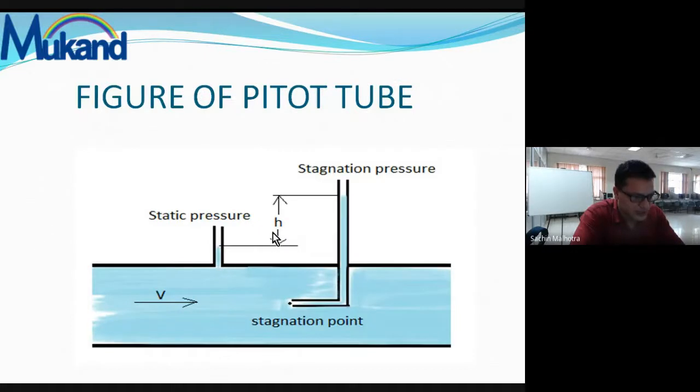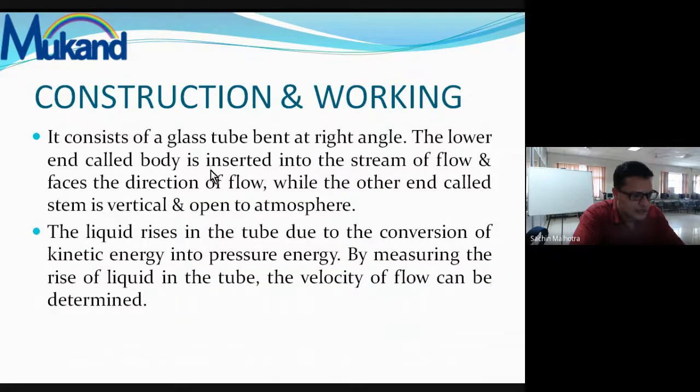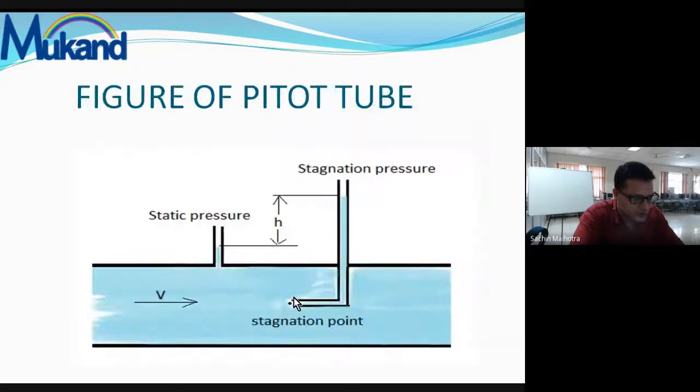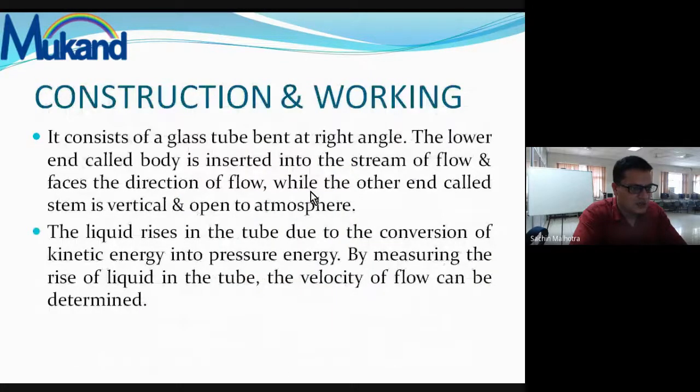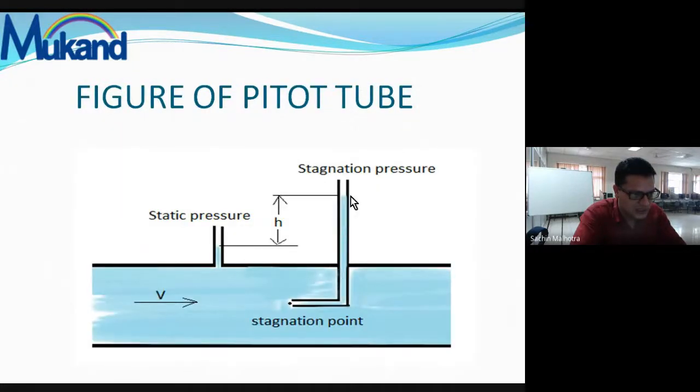So basically the pitot tube is a glass tube bent at 90 degrees. The lower end, called the body, is inserted into the stream of flow. From here the flow is coming, and this is shown as V, the velocity of flow. This is the entry point, and it faces the direction of flow, while the other end, called the stem, is vertical and open to atmosphere.